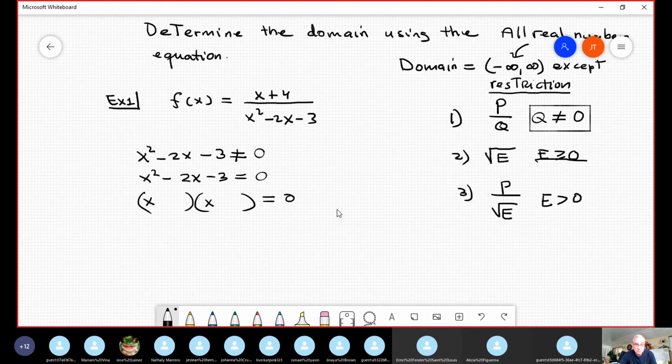It's 3 and 1, no? 3 times 1 is 3, and 3 minus 1 is 2. Minus here, plus here. So the solutions are 3 and negative 1. So this is the bad guy, this is the restriction. But how do you write that? You write: the domain is all real numbers except the bad guys.